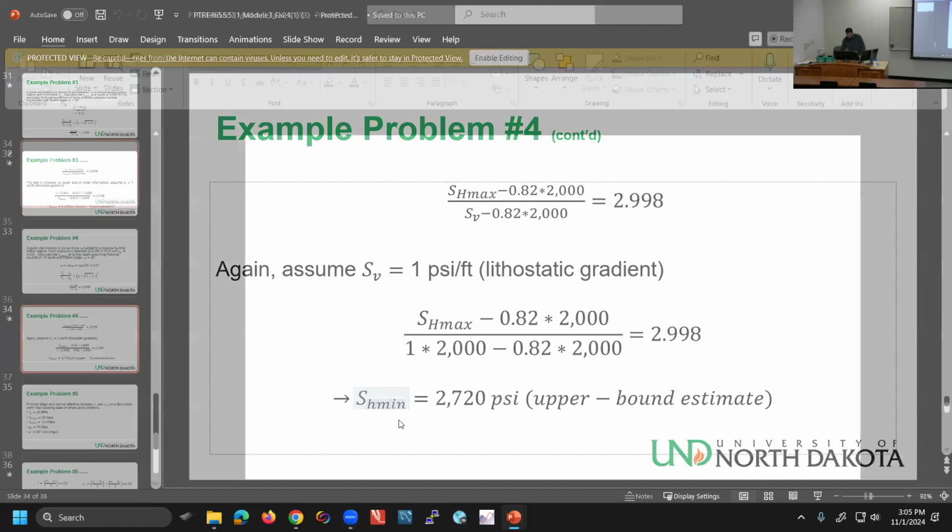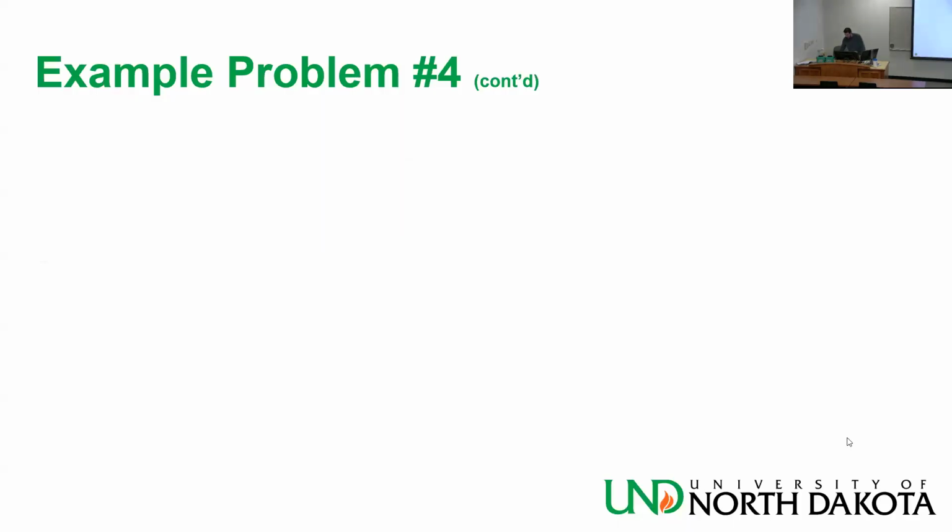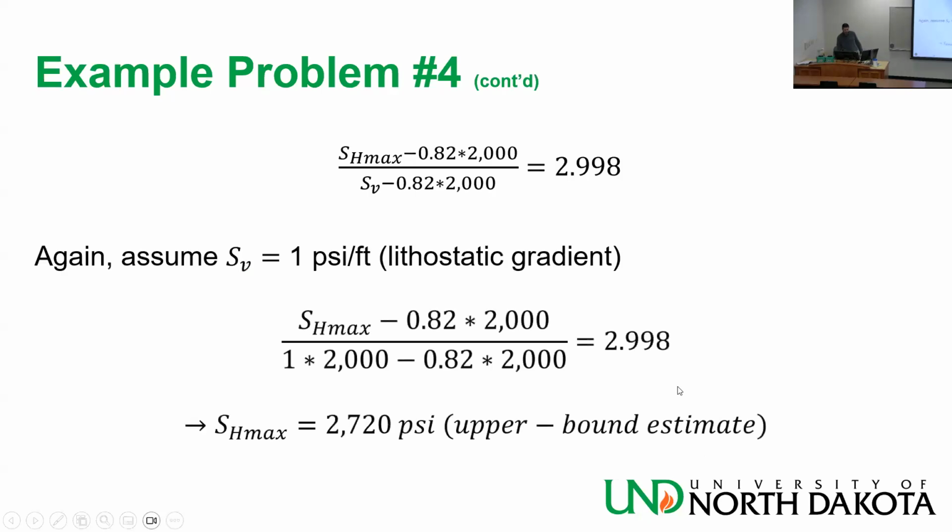Very important mistake. SH max is 2720. This is very important. These two examples are very important for the exam. I want you to understand them very well, how to do it, backwards and forwards. That's what I was saying. You need to know how to use this equation. If you know this equation, how to use it, you're going to do well in this.